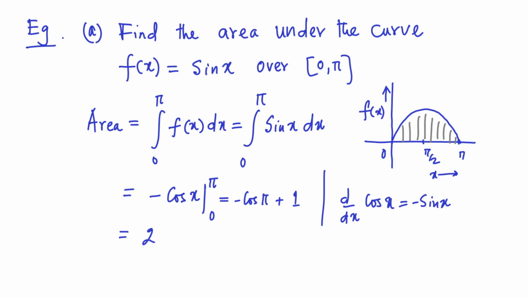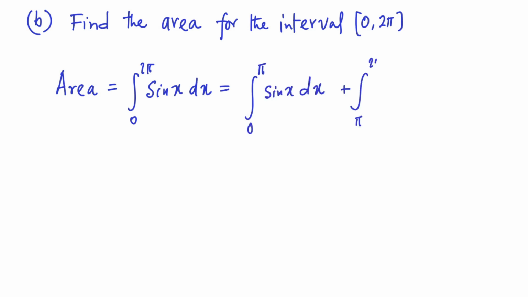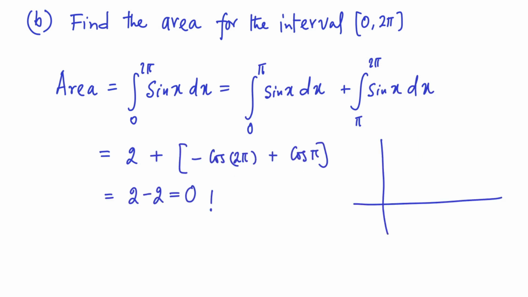Let us now compute the area under the same function but over a different interval. Let us find out the area under the curve sin x for the interval 0 to 2 pi. As you see it here, we have already computed the area under the curve between 0 and pi. So now as you can see here, the area turns out to be negative over the interval pi to 2 pi and the answer turns out to be 0.